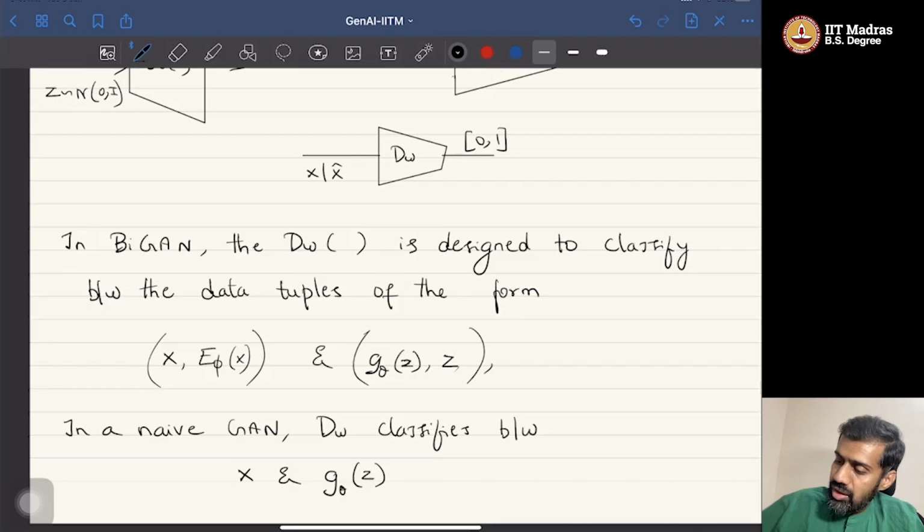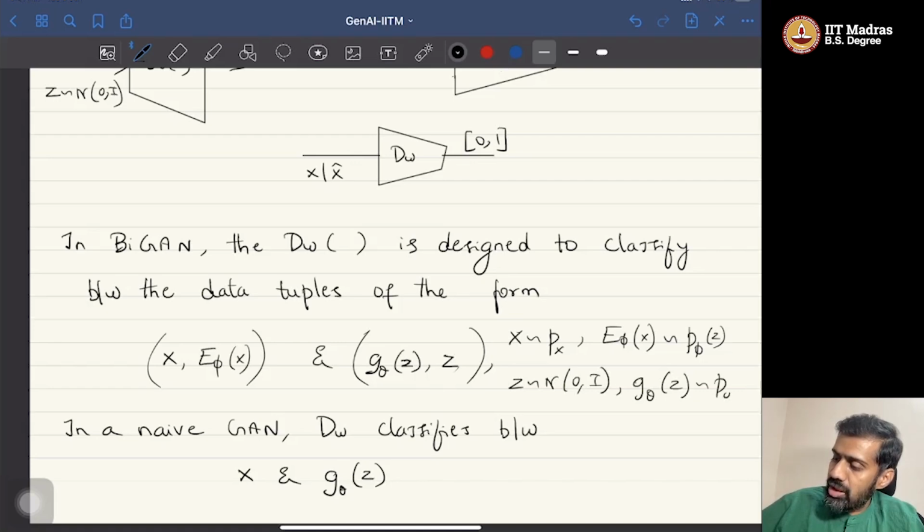So x is sampled from p_x, and E_phi(x) is sampled from p_phi(z). z is sampled from normal(0,1), and G_theta(z) is sampled from p_theta. So we've been calling this z cap. These are the four distributions that we have here.